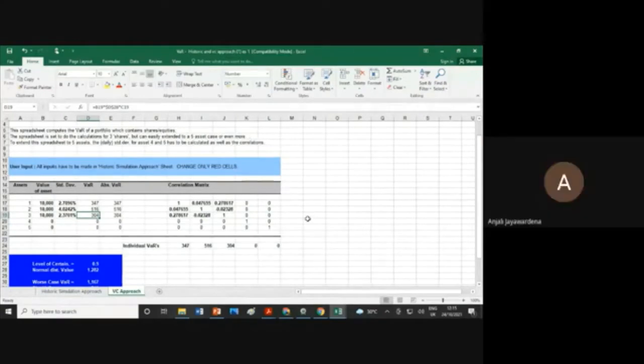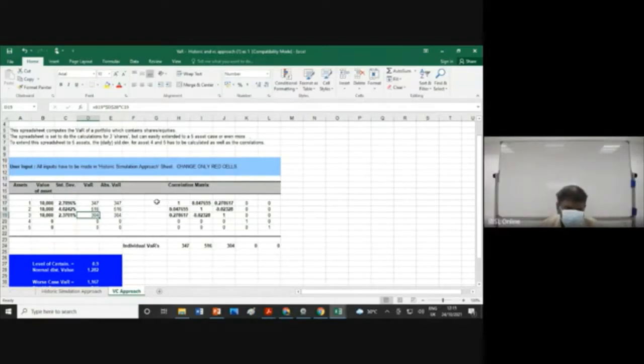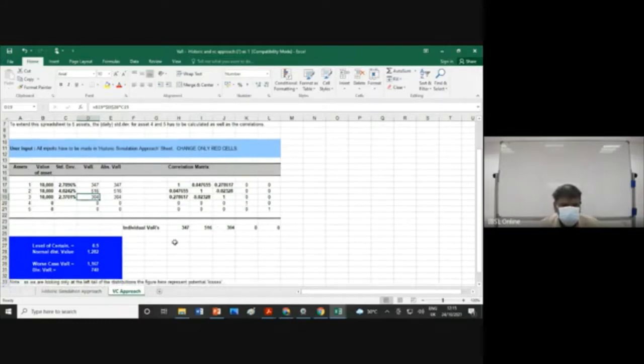Then you got 1 here. How did you get 1 here? What is this? How did you get 1? Anyone? Correlation between the same entity: 1 and 1, 2 and 2, 3 and 3. Same asset correlation. The correlation between 1 and 1, the same asset, is 1. Its own correlation is always 1. So this is the correlation matrix, a 3x3 matrix. The individual value at risk we extracted from here: 347, 516, 304.